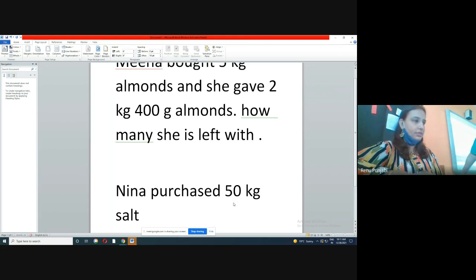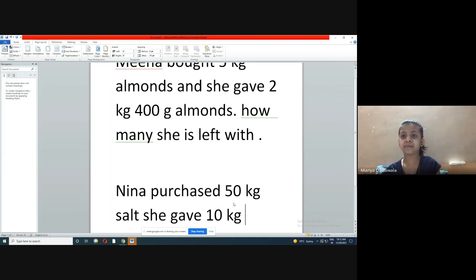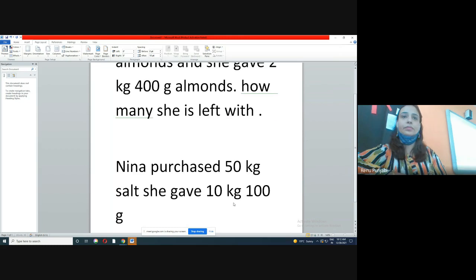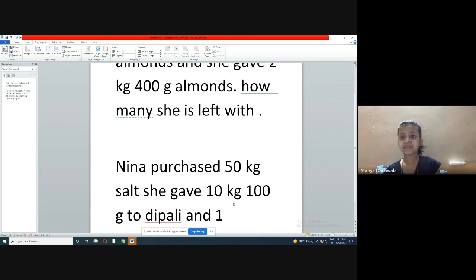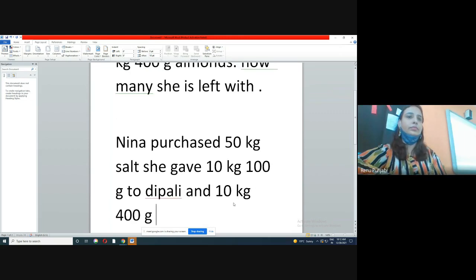After 5 minutes. She gave 10 kg 100 grams. Neena, I'll explain to you. Sit. Neena purchased 50 kg salt. She gave 10 kg 100 grams to Dipali, and 10 kg 400 grams to Raj. Okay. How much is left with her?